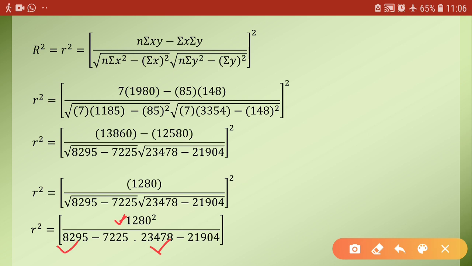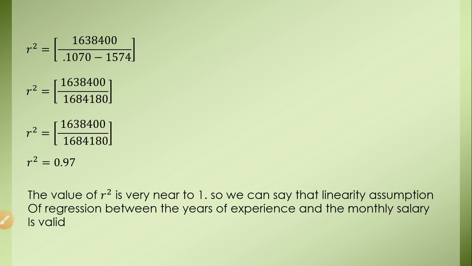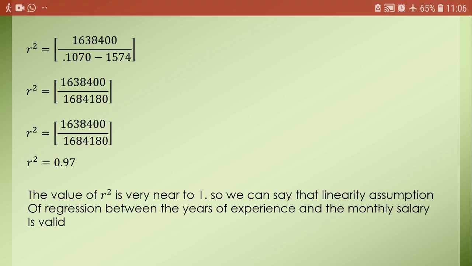So now next step. Now I have done 1280 square, so it's 1638400. Then 1070 into 1574. Okay, it is not minus, this is multiplication, obviously. So you have to divide these both and you will get r square.